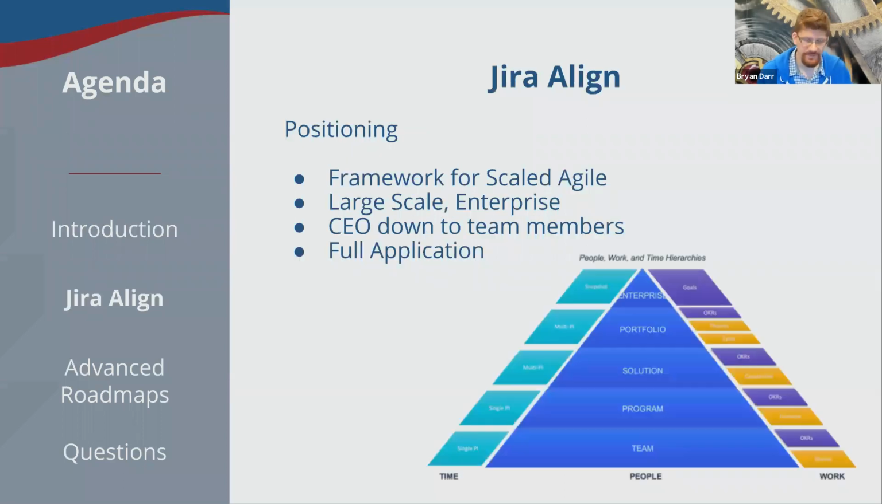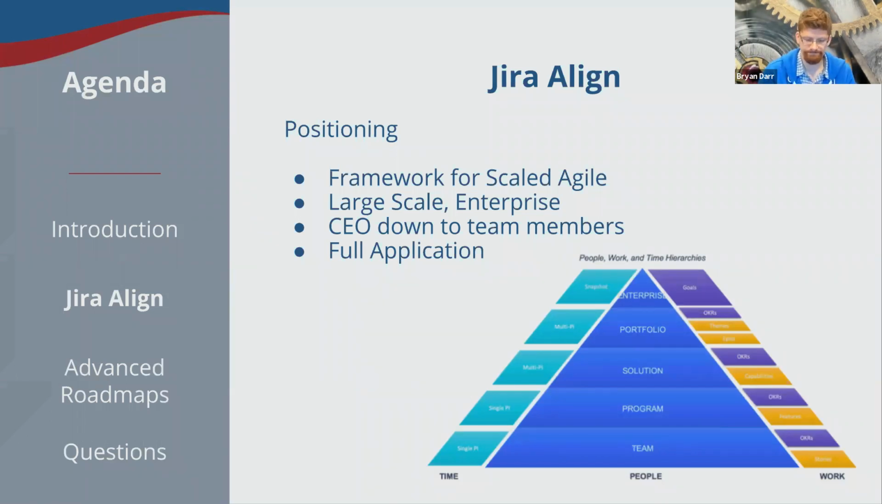All right, so let's dive into Jira Align. Jira Align is Atlassian's flagship portfolio management product, and its positioning is if you are using scaled agile frameworks, if you have programs and quarterly increments and all of those things, then you are a good candidate for Jira Align. It is a large-scale enterprise-level program product. It connects the CEO and the C-suite needs, mission, vision, values, and runs them all the way down to individual team members. And it is a full application.